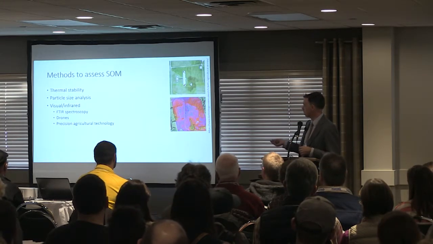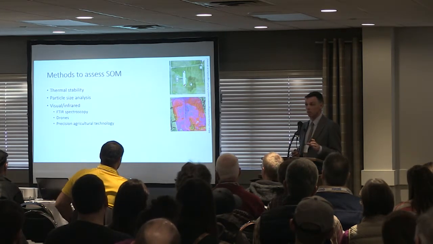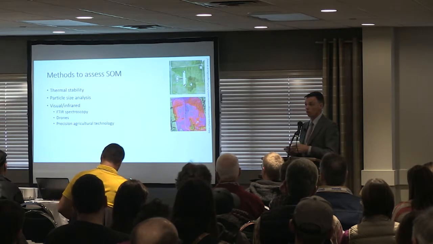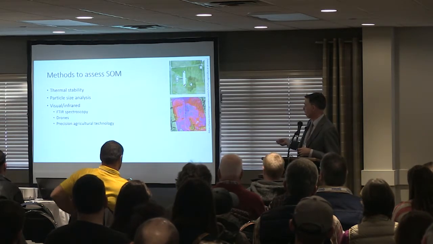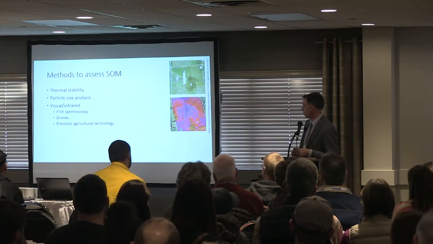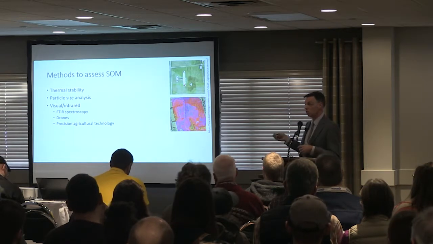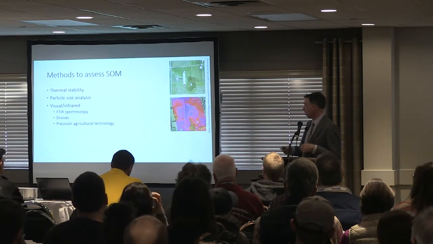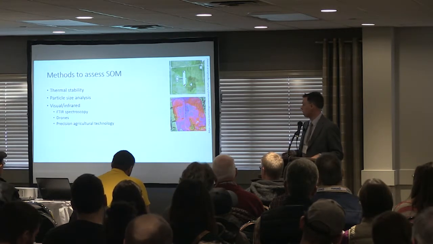We can look at something like thermal stability, so we can look at carbon breaking down at different temperatures and what portions are coming off at different times. We can look at using drones to fly over fields, and we can look at spectroscopy and use precision agriculture techniques to assess, using infrared spectrometry, what's happening to carbon sources below ground and how those map out over time.